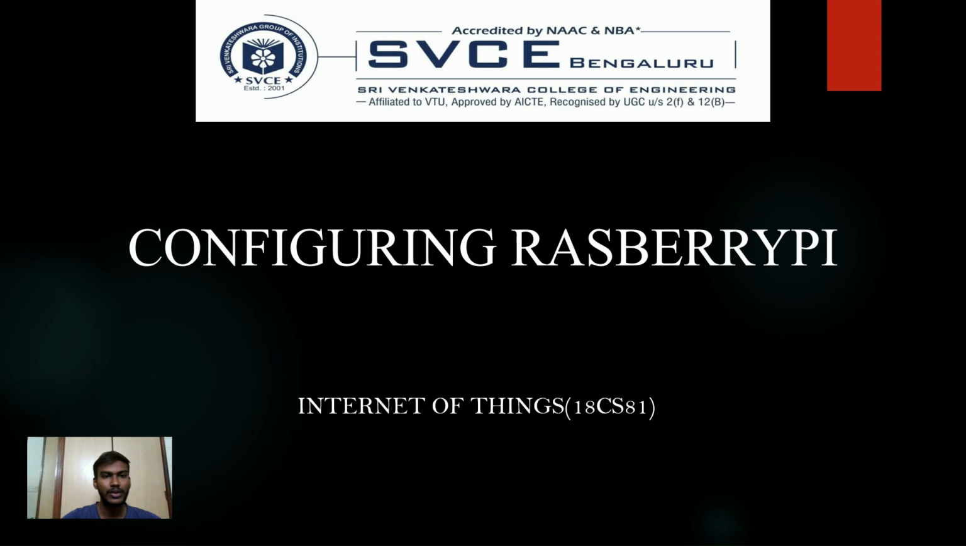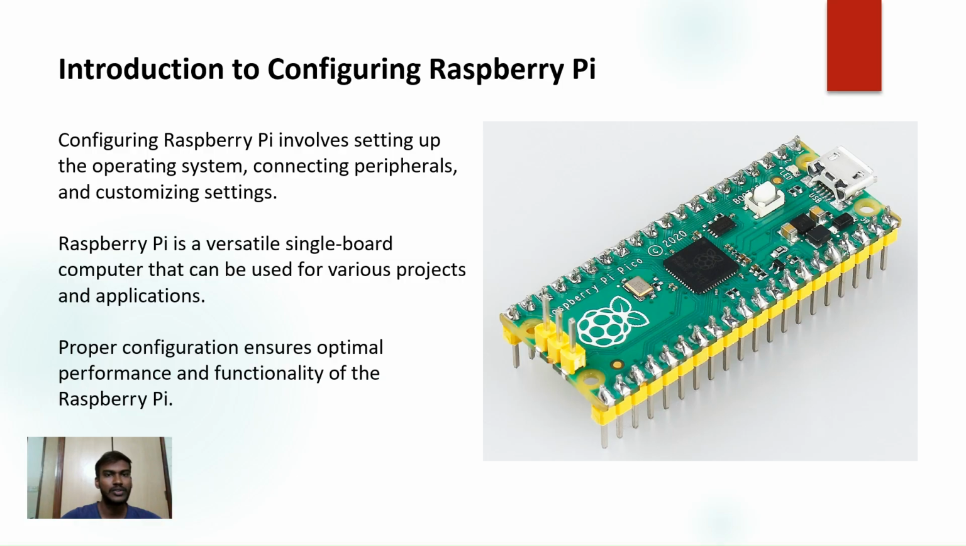In this session, we are going to discuss configuring Raspberry Pi. Now let us see the introduction to configuring Raspberry Pi. Configuring Raspberry Pi involves setting up the operating system, connecting peripherals, and customizing settings. Raspberry Pi is a versatile single board computer that can be used for various projects and applications. Proper configuration ensures optimal performance and functionality of the Raspberry Pi.